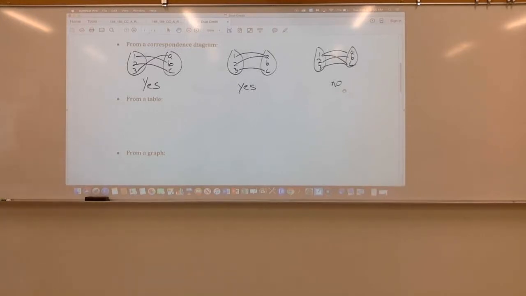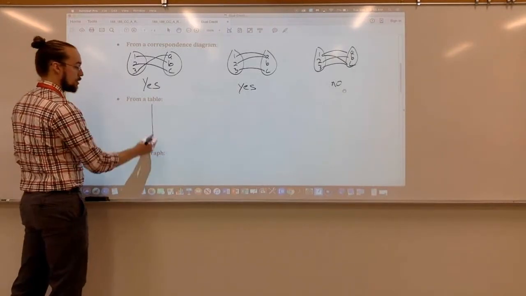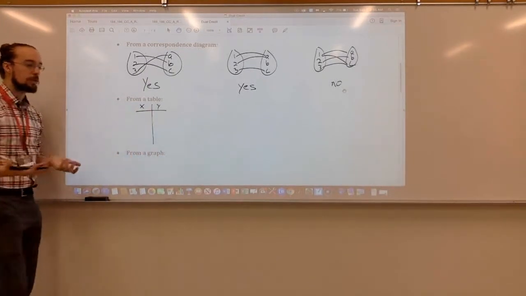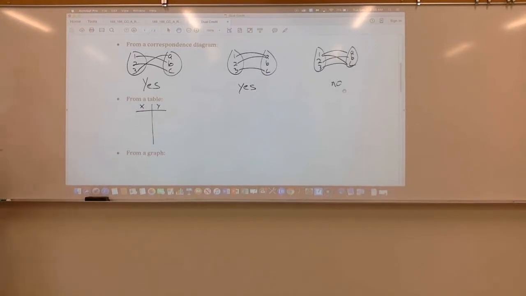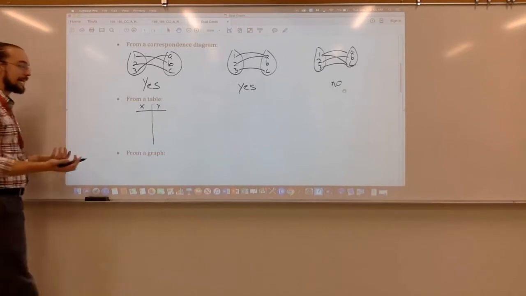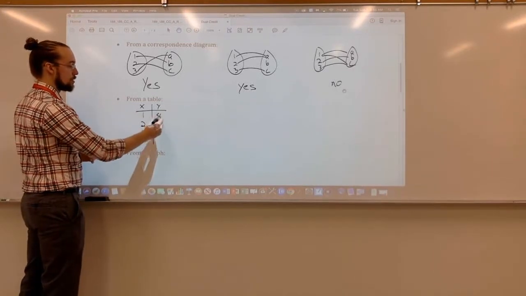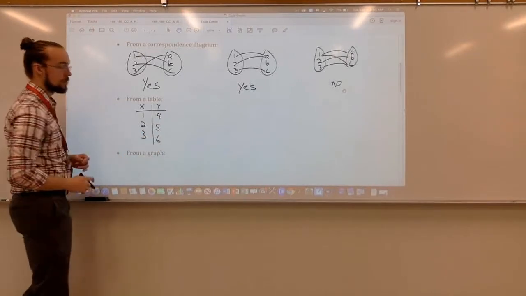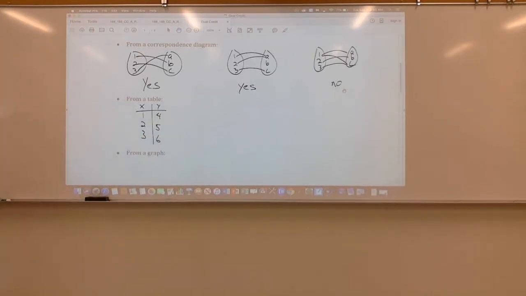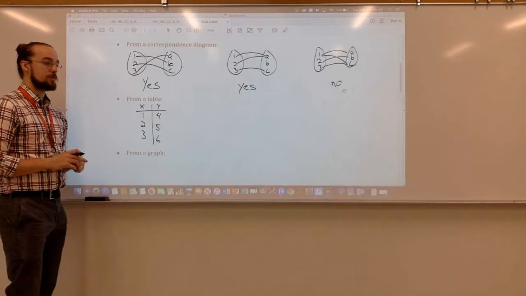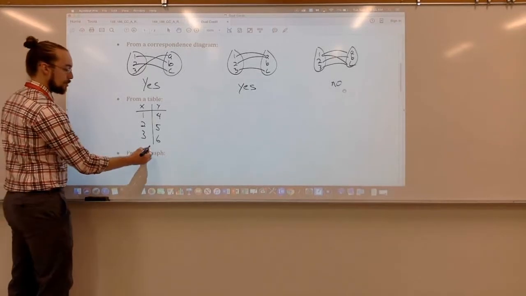From a table, what are we looking for? Here we're given input-output values. It's similar to a correspondence diagram, except this is a little more mathematical. So we can input 1, 2, 3 and get out 4, 5, 6. Is that a function? Yes. Each input is getting mapped to exactly one output.